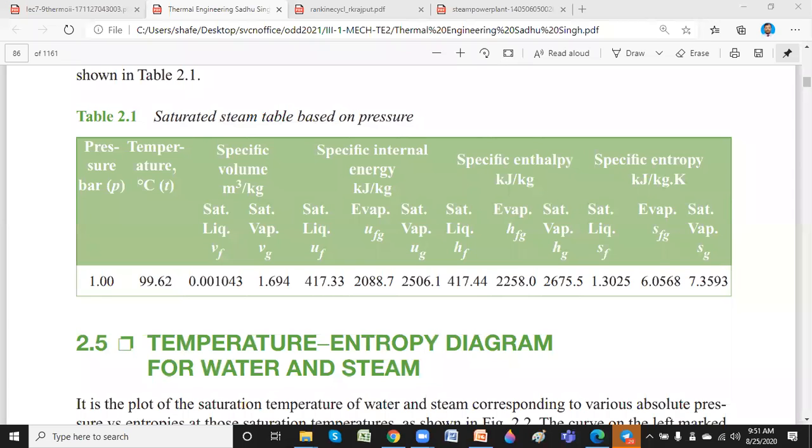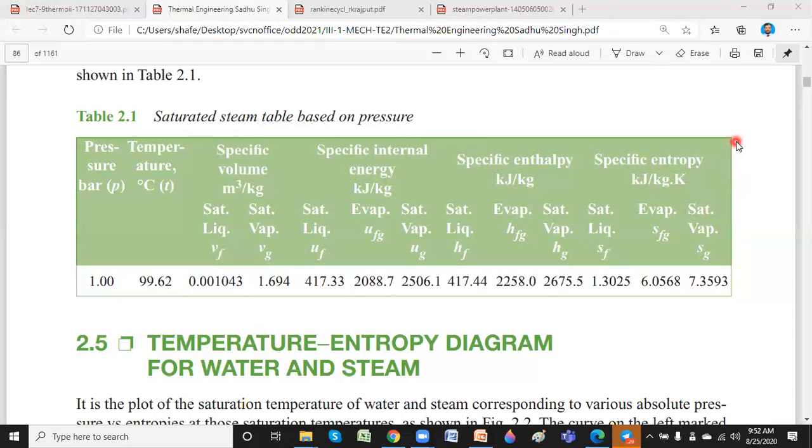Now, obviously for entropy also you have three columns. When it is liquid, the entropy is SF. Then for vaporization, similarly this is called the entropy of vaporization, that is SFG. So if you have enthalpy, you also have entropy. And finally the last column gives you SG, that is the entropy of steam or vapor. Saturated means at constant pressure and temperature.